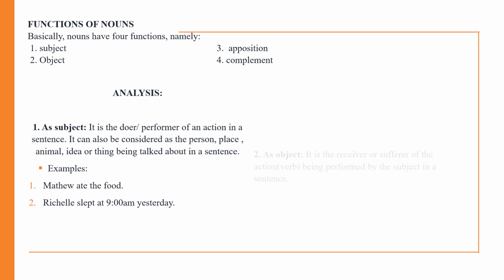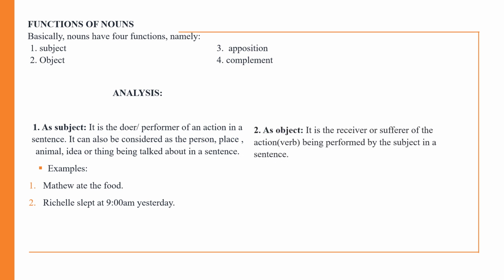Now, let's look at the second function of nouns in sentences. It functions as objects. That is, it is the receiver or sufferer of the action being performed by the subject in a sentence. Examples: Aurelia danced on the table. Who do you think will suffer from the action being performed by Aurelia? Obviously, it is the table, because no one would want or would wish to be stood on.